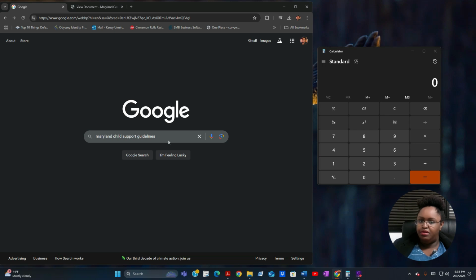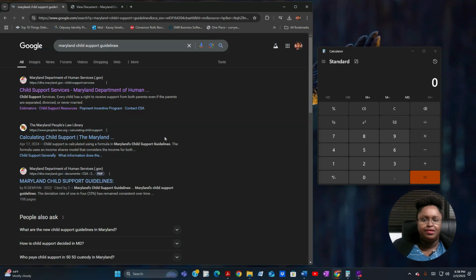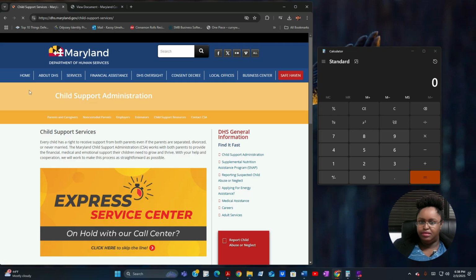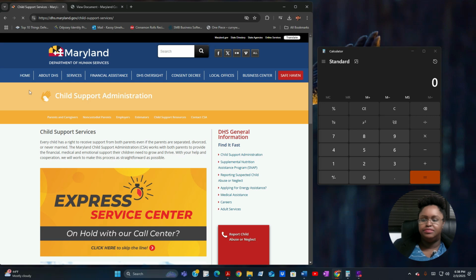And my computer is slower than slow. So bear with me as it's, there we go, look at it. It's working. Okay, so child support guidelines, we click on this, it's on the Maryland Department of Human Services website. So let's go on there. And it takes us to the Human Services website's page.